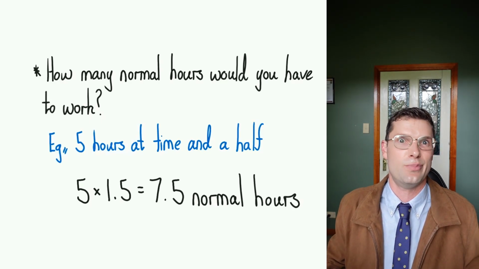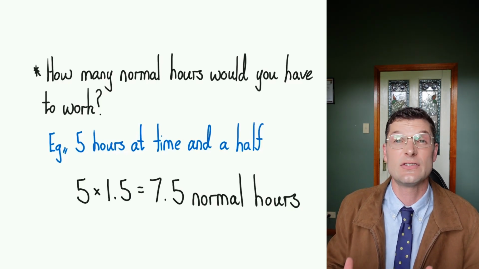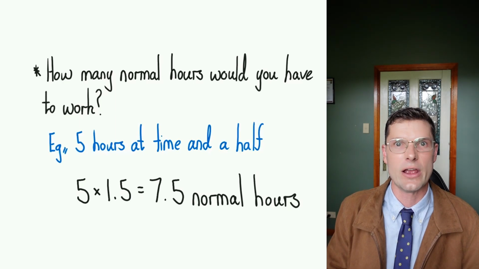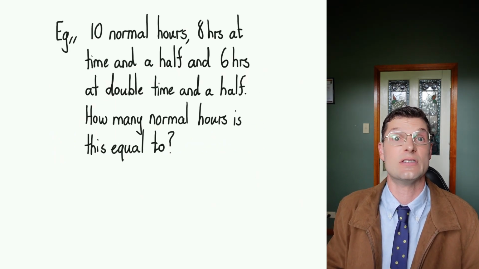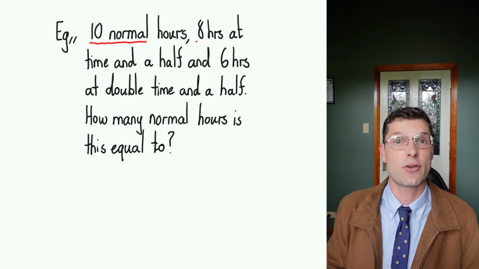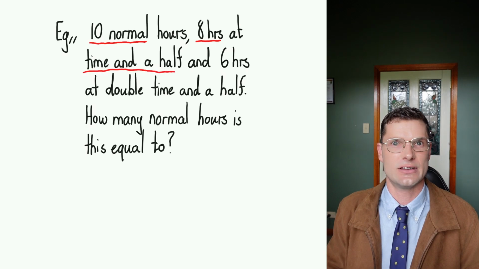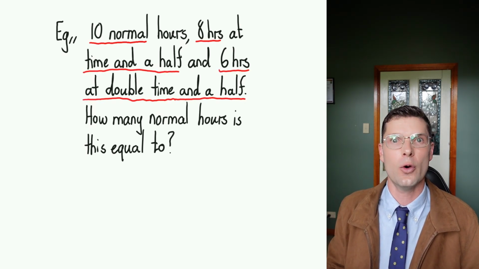Clearly 5 hours is better to work less, so we can kind of work out what shifts are worth taking based on this equation. With these questions, we actually don't need to know the rate. All we've got to do is find out how many normal hours it would be equal to. So for this one, I've got 10 normal hours, 8 hours at time and a half, and 6 hours at double time and a half. How many normal hours is that?